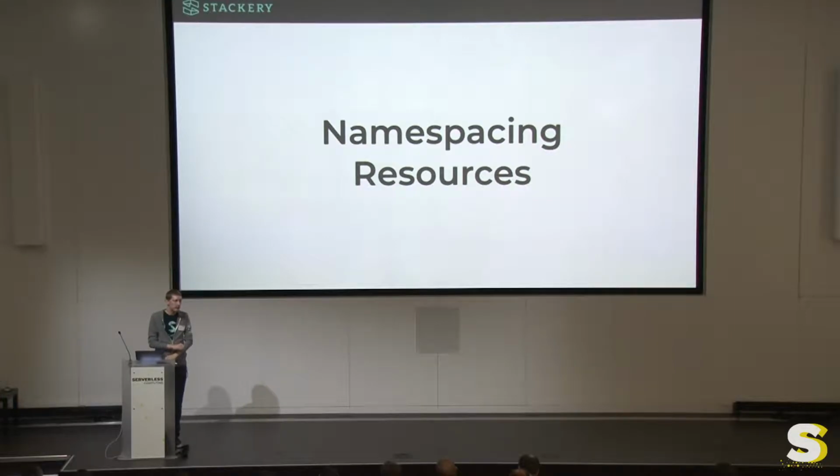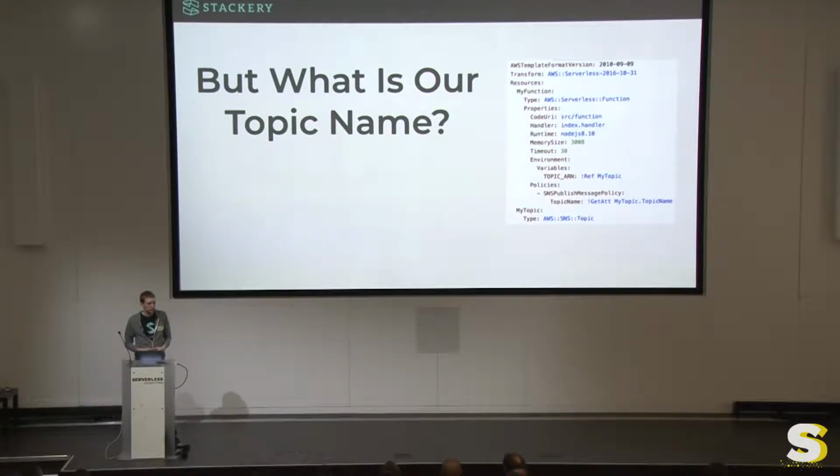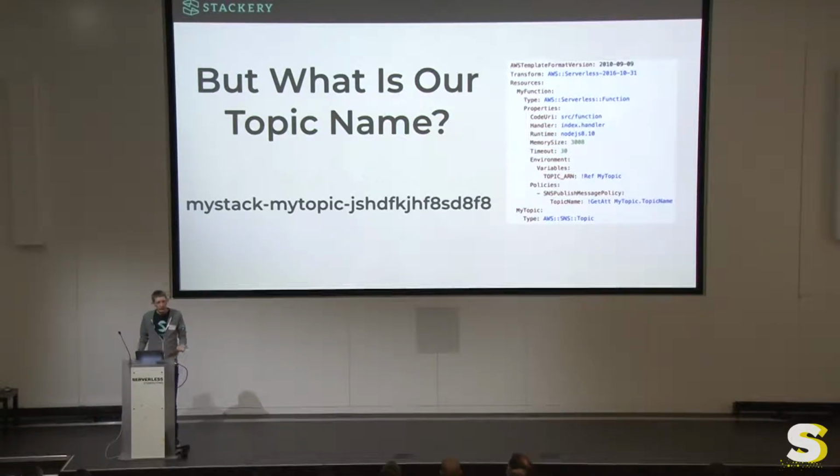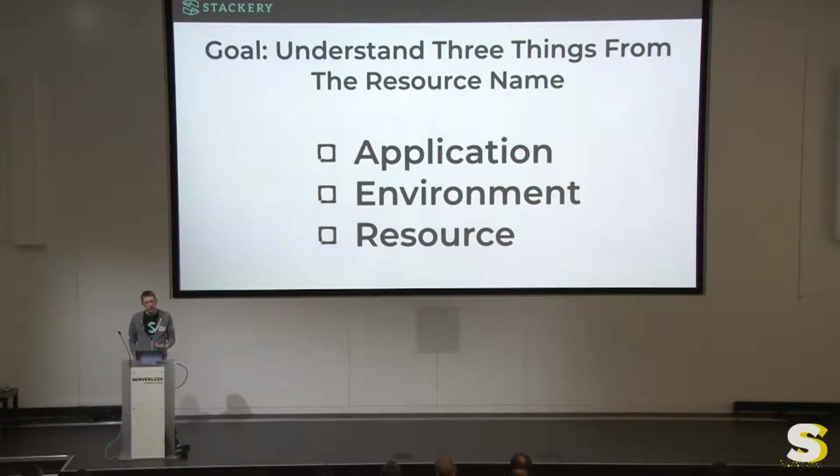Let's go into a slightly more advanced topic, namespacing resources. We've got our same template that we had a minute ago, but we kind of glossed over something. We're using a topic name, but what actually is the name of that topic? And the answer is that it's kind of a bunch of gibberish, especially this random part added on the end. Now, most people, when we talk with them, they've got three goals for naming resources. They want to understand what application it's for. They want to understand what the environment is. Is it production, staging, test? And they want to understand what the resource is, because you may have 5 functions that make up an application. So which function is this?